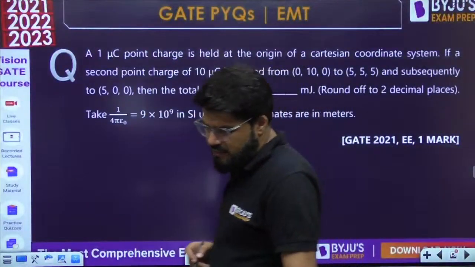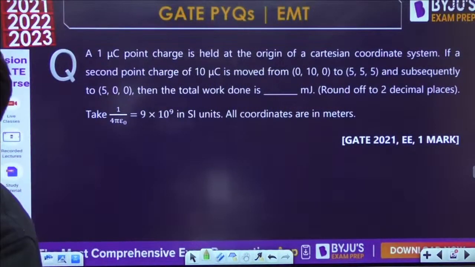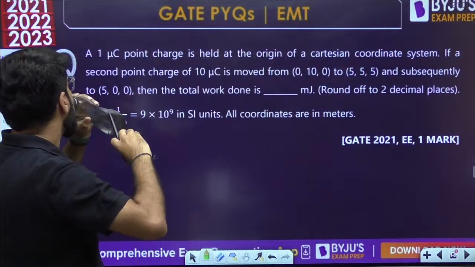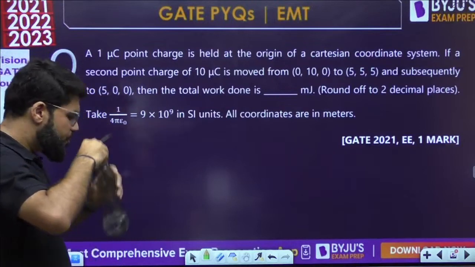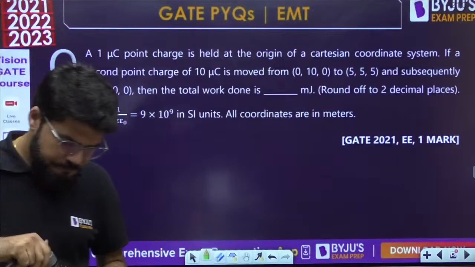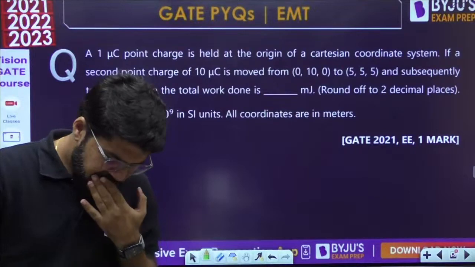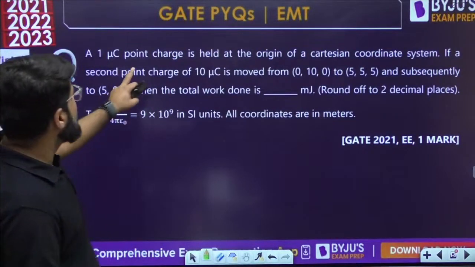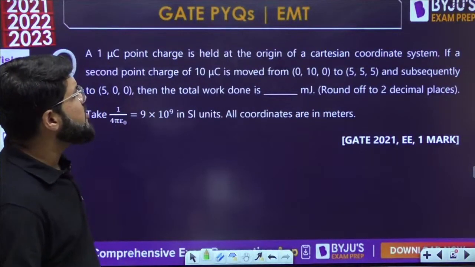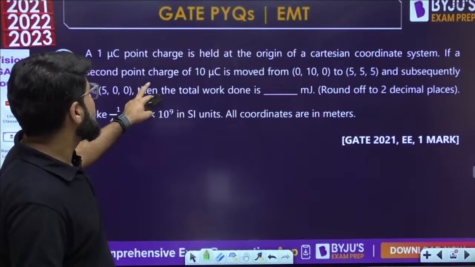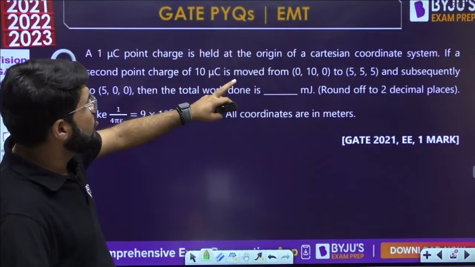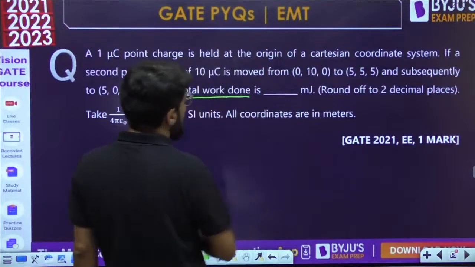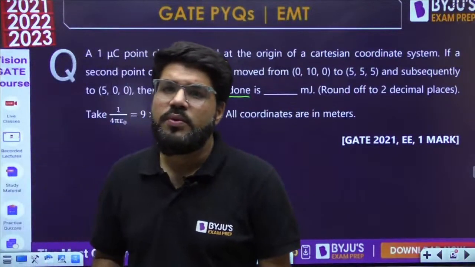Okay, now let's get started with the first question. A 1 microcoulomb point charge is held at the origin of a Cartesian coordinate system. If a second point charge of 10 microcoulomb is moved from 0, 10, 0 to 5, 5, 5 and subsequently to 5, 0, 0, then the total work done is how much?